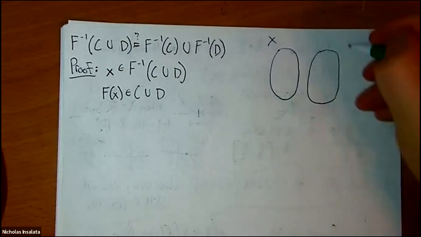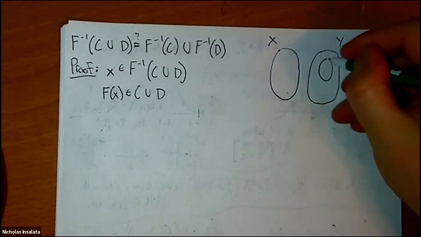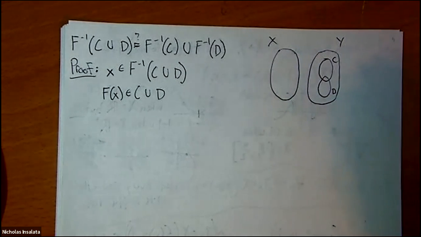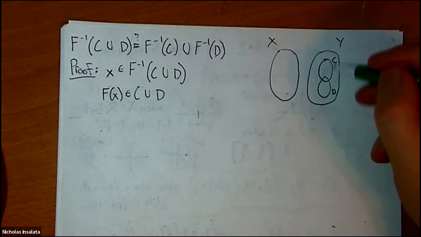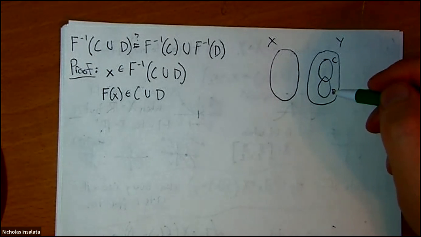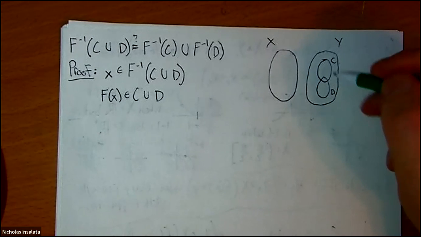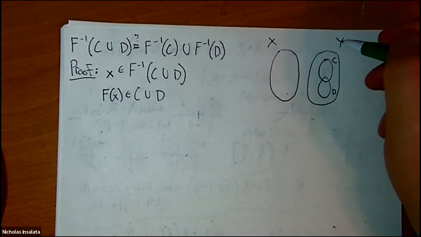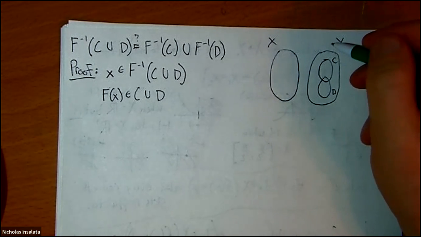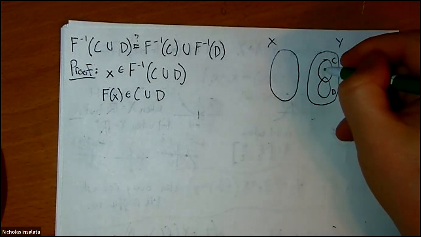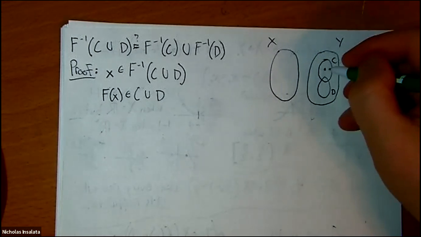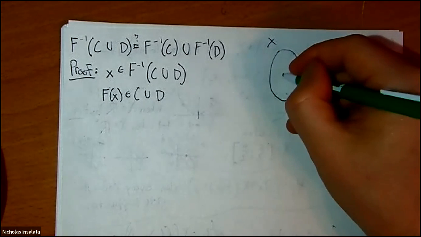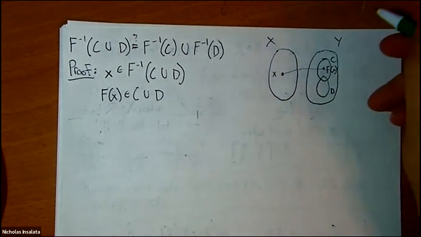Okay, so here's X, here's Y, here's C, and here's D. Those are two sets, possibly with some overlap, inside of the codomain. And what I'm wondering about is the inverse image of C union D. If I have some element here that's f of x, that means it came from some x over here. And where does that x live?